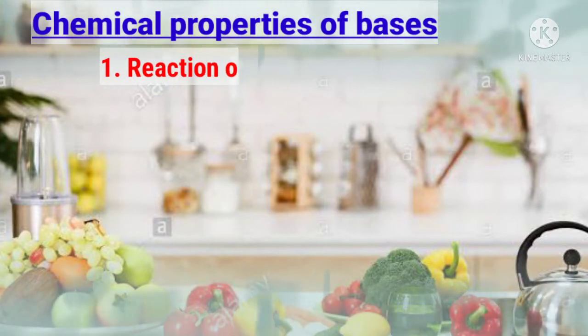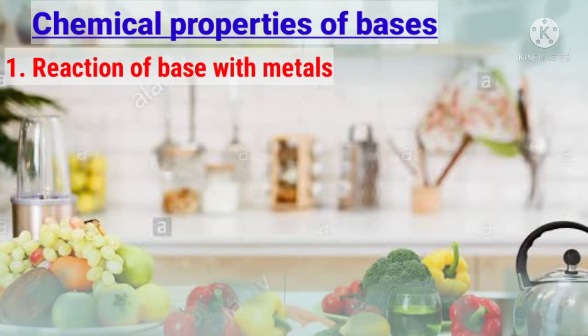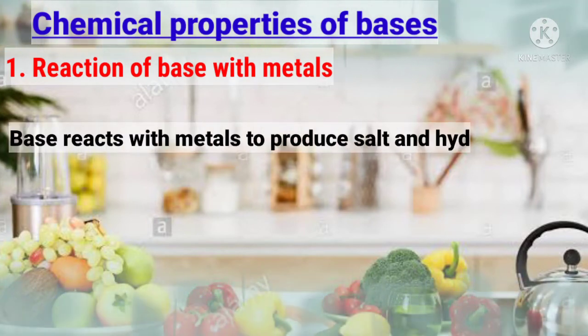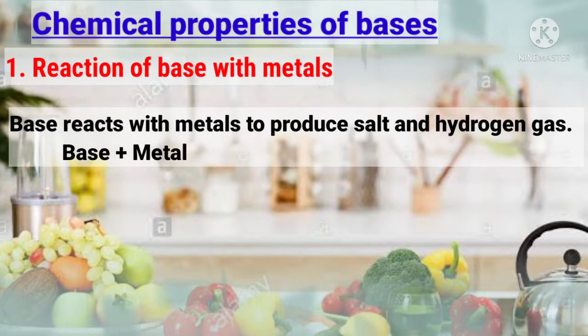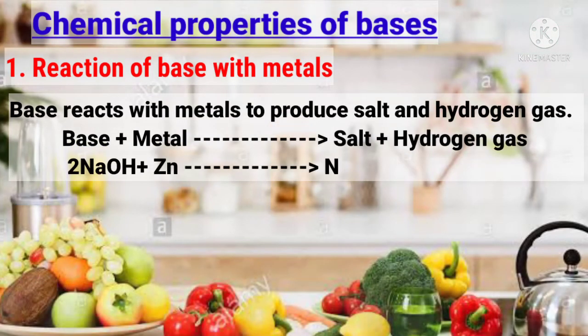At first, we will see the reaction between base and metal. Whenever a base reacts with a metal, they produce salt and hydrogen gas. Here I have considered an example. Sodium hydroxide, NaOH, reacts with zinc to form the salt sodium zincate, Na2ZnO2. With that, there is a liberation of hydrogen gas.